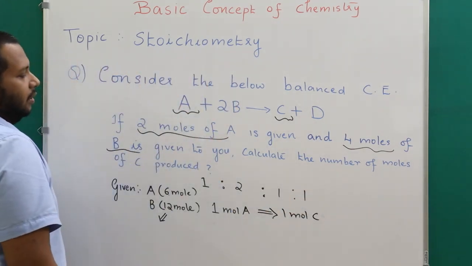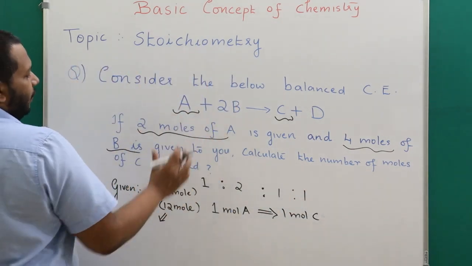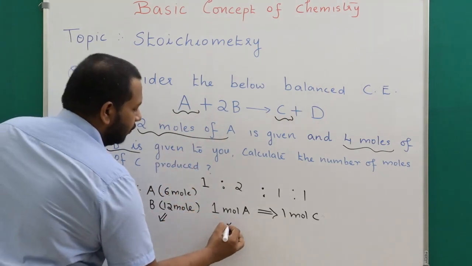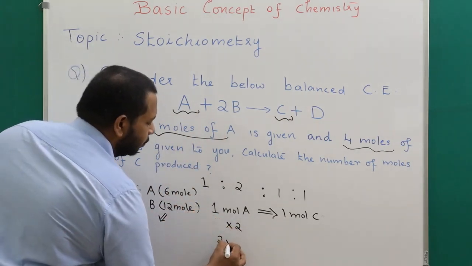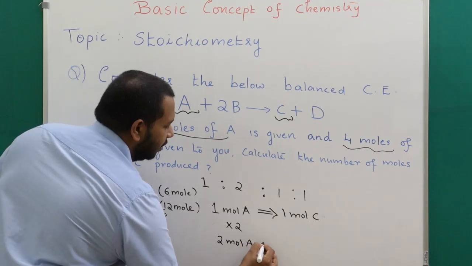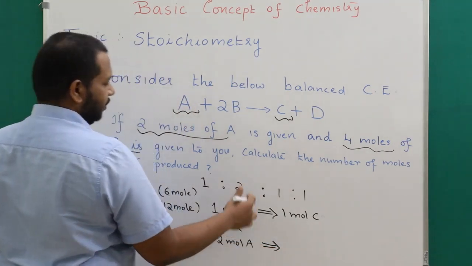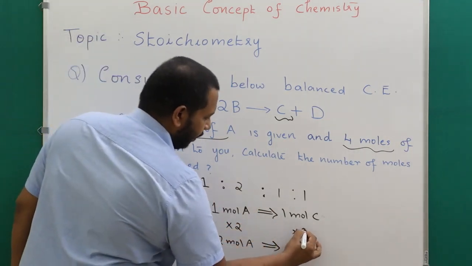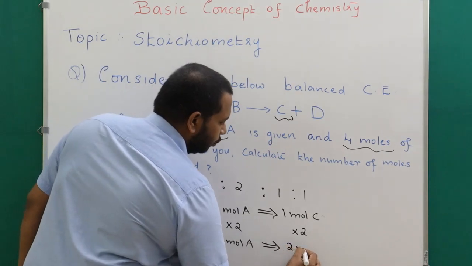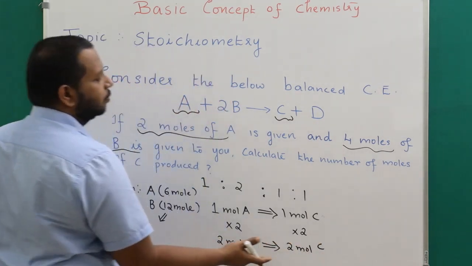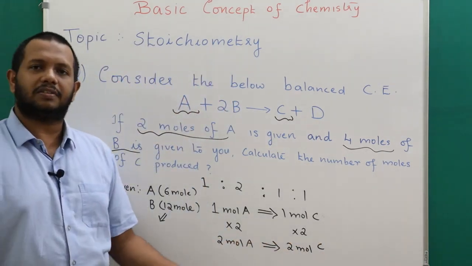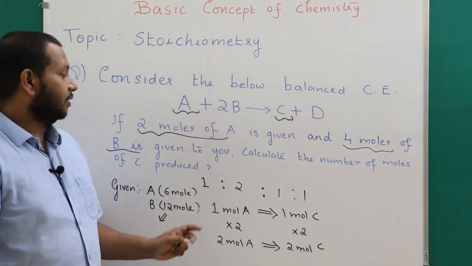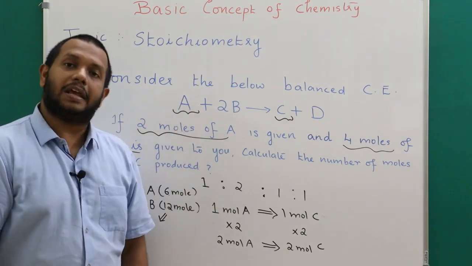As per the equation, I know that 1 mole A can produce 1 mole C. Correct? Now tell me how many moles of A are given to you? 2 mole. So to convert this, multiply by 2. So this will become 2 mole of A. Now if you are doing this on the LHS, do it on the right hand side also, multiply by 2. So you will get 2 mole C. So the answer is 2 mole C. That's it.